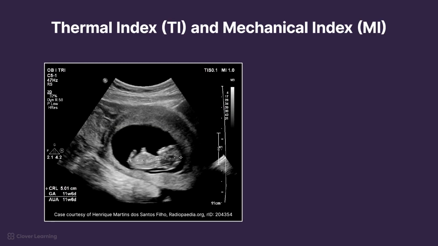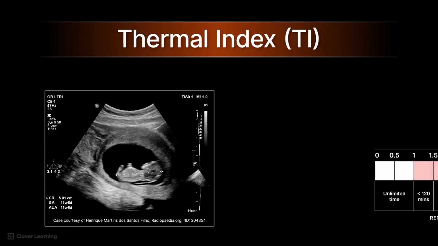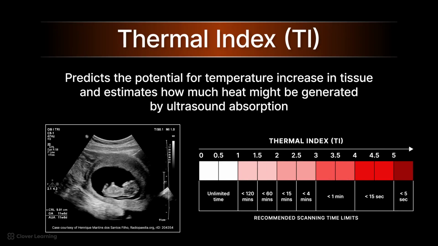Finally, to practice safe scanning, sonographers should regularly monitor the key safety indices we mentioned earlier: thermal index, or TI, and mechanical index, or MI. Thermal index, TI, predicts the potential for temperature increase in tissue. It estimates how much heat might be generated by ultrasound absorption, especially in areas with less blood flow, like bone interfaces or the developing fetal brain. Higher TI values indicate a greater risk of thermal effects, so sonographers must monitor and minimize prolonged exposure, particularly in fetal and neonatal imaging.